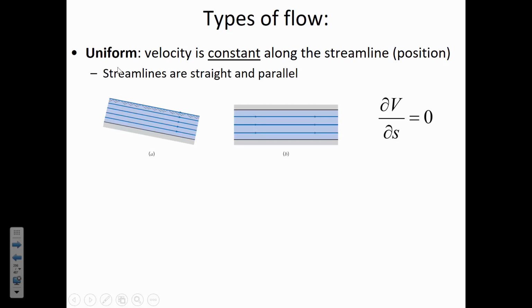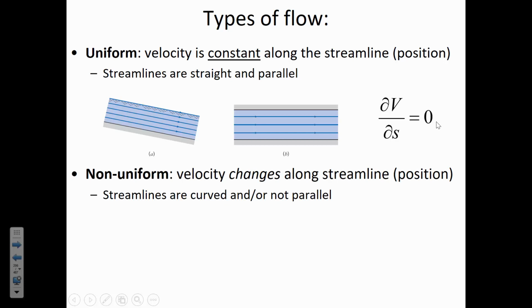So uniform flow is when the velocity is constant along the streamline. So that means in the direction of flow, velocity is constant and not changing. So if the velocity isn't changing, then the streamlines will be straight and parallel. Remember, they get closer together or further apart when the velocity is increasing or decreasing on a relative basis. But here, they're straight, parallel, so this is uniform flow. The change in velocity with respect to position is 0. Uniform. Now, non-uniform just means that the velocity does change with respect to position.